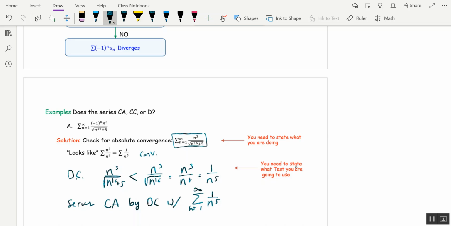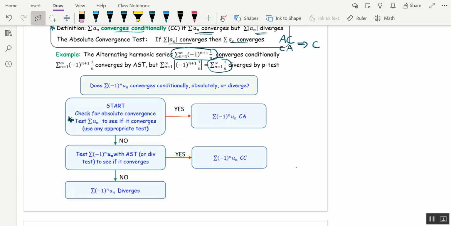So according to my flow chart, I'm done. Absolute convergence is the strongest you can get. Your series converges absolutely, and it also converges the way it is, and there's no more to do.